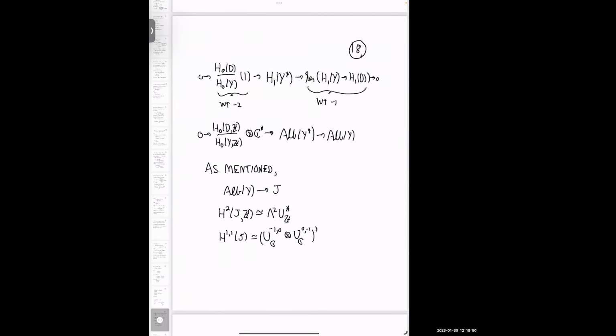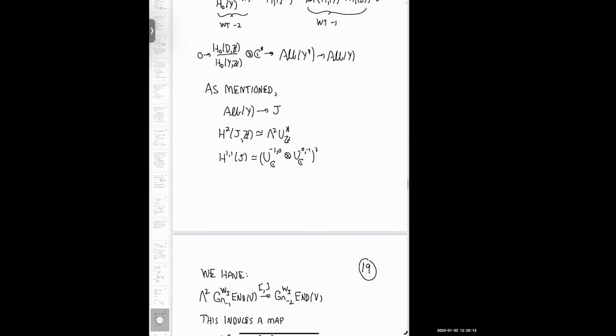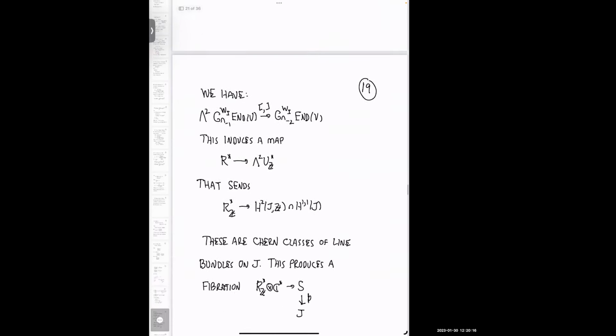This Albanese of y star is a semi-abelian variety. And now the Albanese of y, as we mentioned, maps to J. And now H2 of J integral is wedge 2 of UZ star. H11 of J is the -1, 0 plus 0, -1 stuff, tensored together. And now there's a natural bracket operation from the -1 graded piece of EV, wedge 2 of that, to the -2 graded piece of endomorphisms of V.